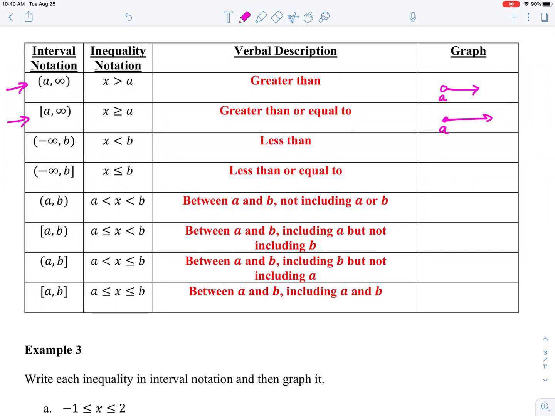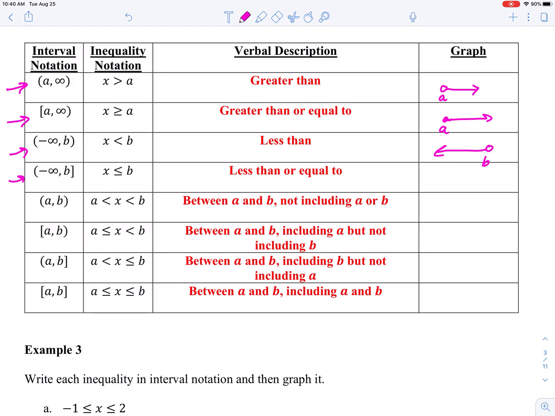Third row, negative infinity to b. A little note here: on all these infinities and negative infinities, we always use parentheses, the round brackets, because infinity is a concept, not an actual number. So we can never say we would be including something that isn't an actual number. Negative infinity to b with round brackets means x is less than b. So strictly less than, not including. If we were to graph this, we would do an open circle because we're not including it, and since it's less than, we draw the arrow to the left.